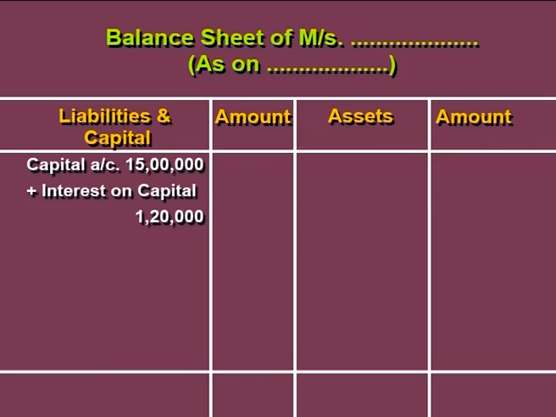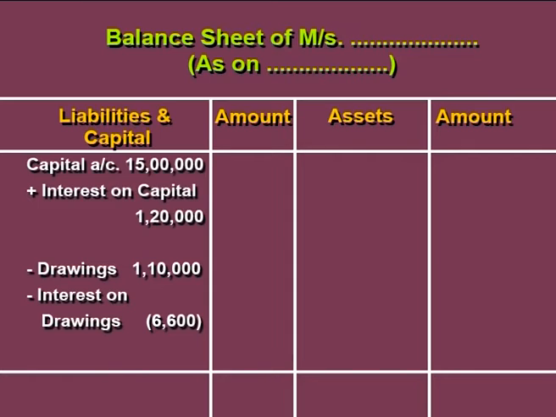For the current adjustment, we have deducted the drawings of rupees 1,10,000 and interest on drawings of rupees 6,600 as well. After adjusting all these three values, that is adding interest on capital 1,20,000, deducting drawings rupees 1,10,000 and also deducting interest on drawings rupees 6,600, the net amount is shown in the outer column. I hope you are clear with these two adjustments put together, that is interest on capital and interest on drawings.